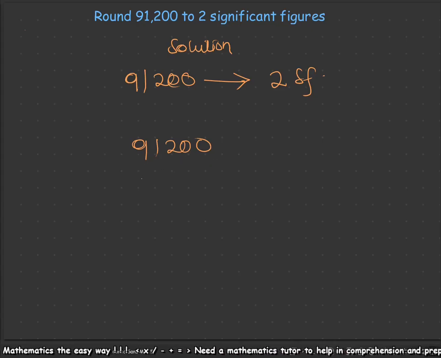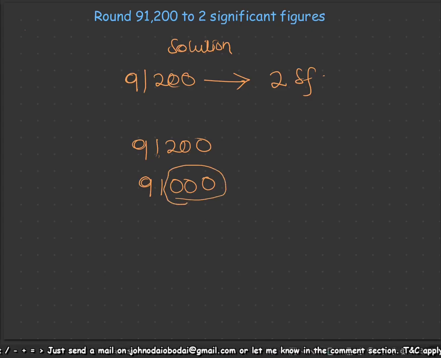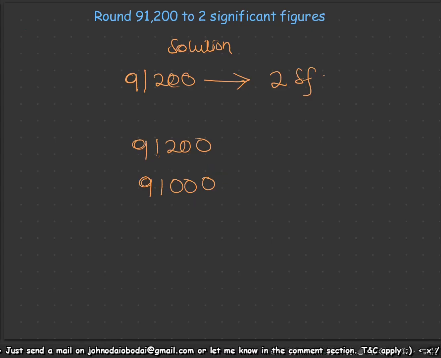Hence, if you want to round it to 2 significant figures, this is the first, this is the second. But as to whether this second one still remains 1, depends on this. If it is 5 or more, we are going to increase it. But if it is less than 5, it remains as it is. So that we have 9, 1, then the remaining are changed to zeros. For this, even though these zeros are not significant, we do not omit them.